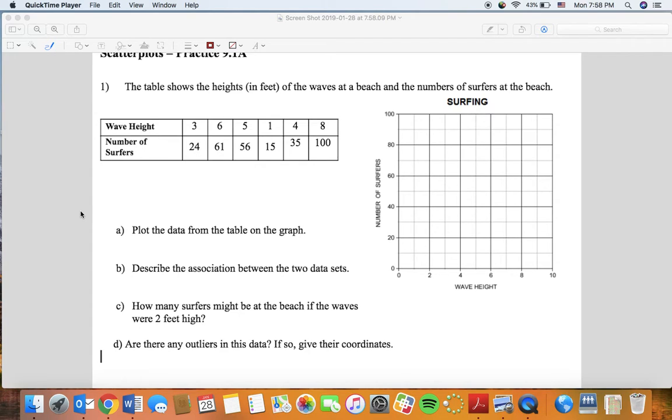Hi Pre-Algebra, this is number 1 from the first page of your packet for the first e-learning assignment. Since we don't have any more class time to talk about it, I wanted to do an example with you. Hopefully it's pretty straightforward.